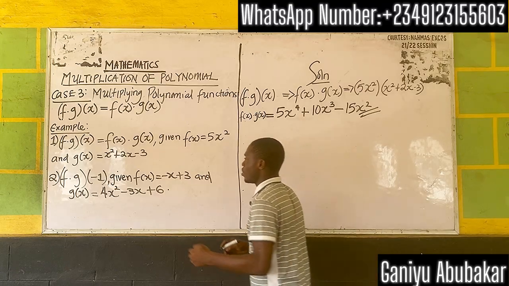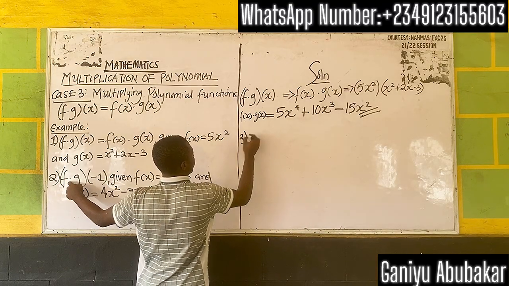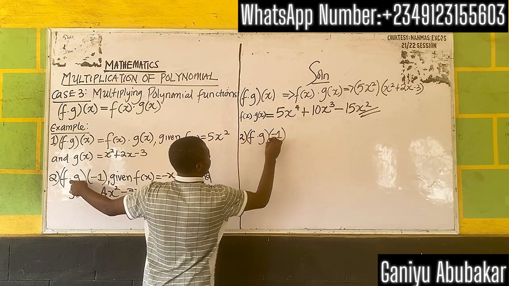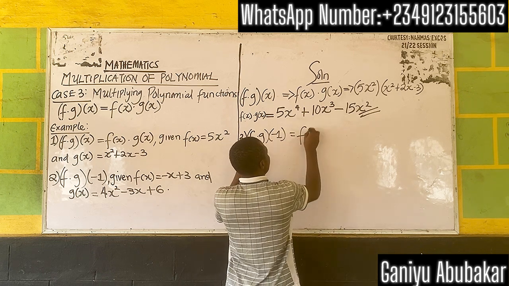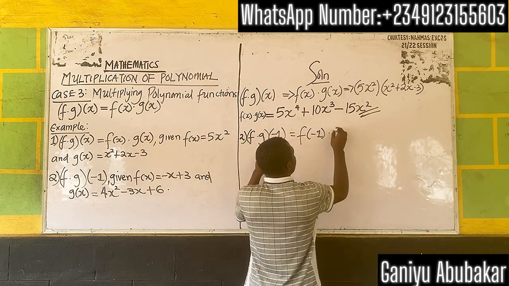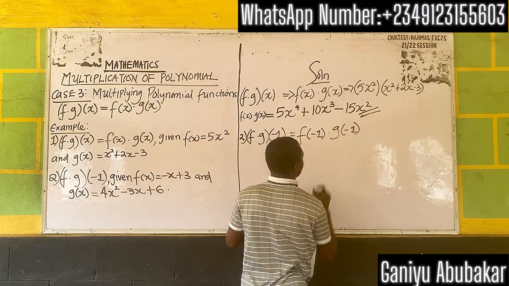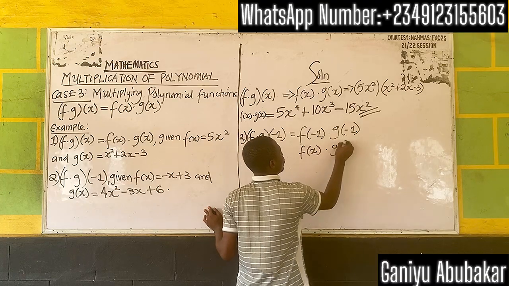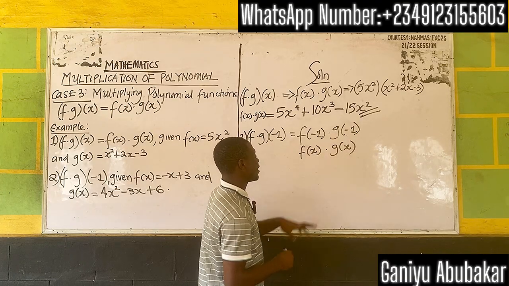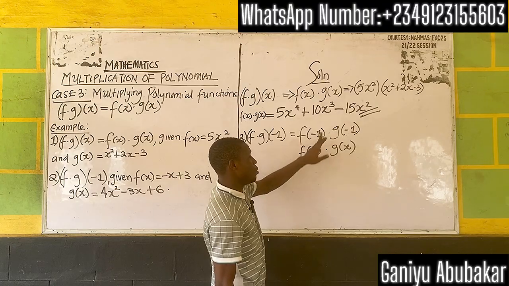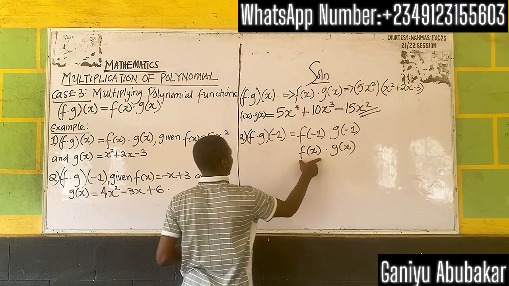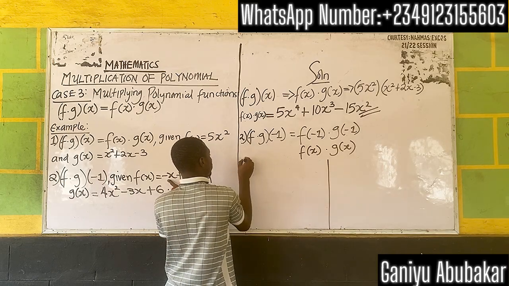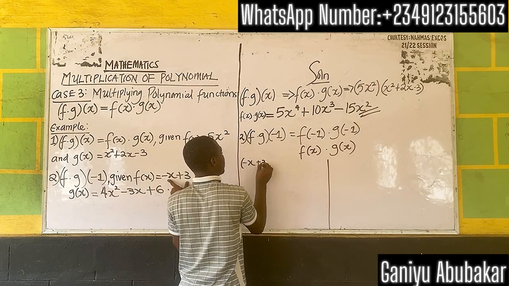Question 2, I have (f·g)(-1). So this means f(-1) times g(-1). Literally it is meant to be f(x) times g(x), but they're saying that we should put x as minus 1. Before then, for this question 2, what's f(x)? f(x) is this, which gives you minus x plus 3.